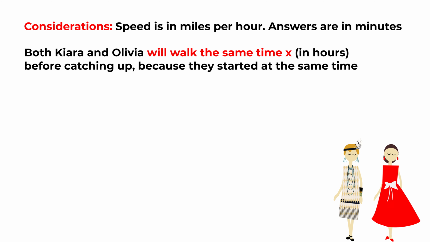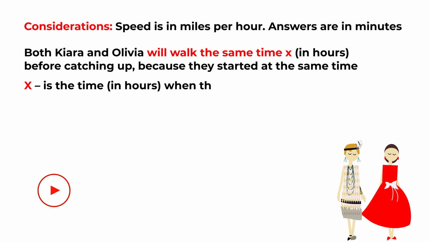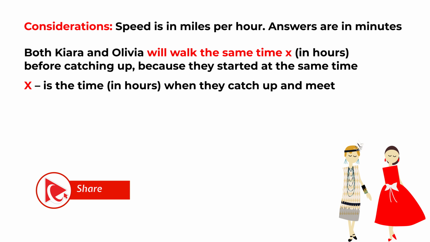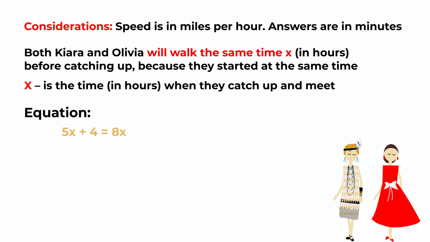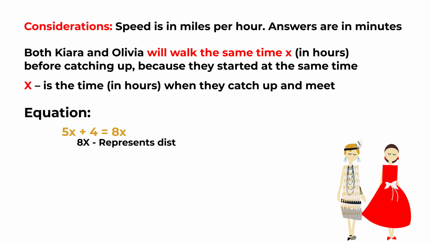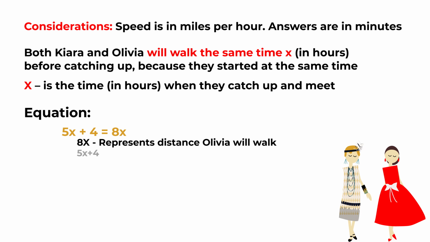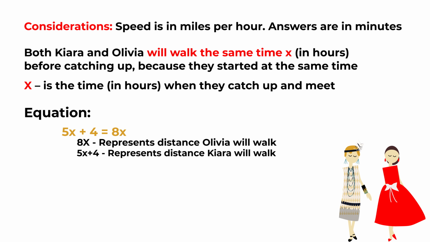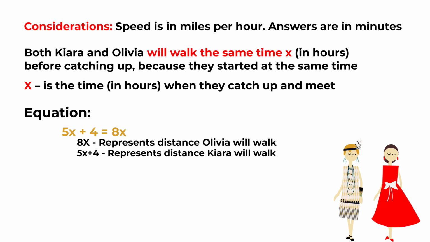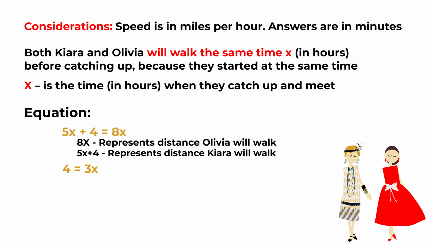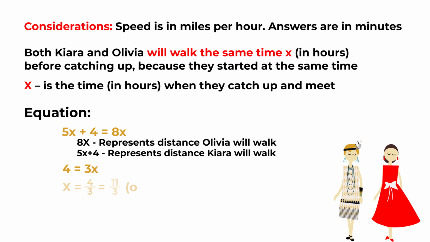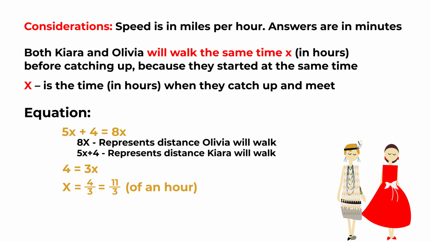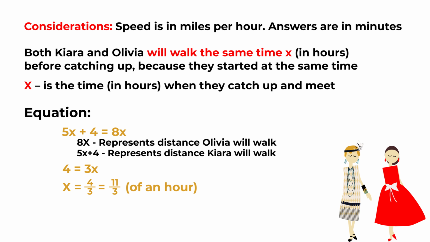In our solution, x will be the time in hours when they will catch up and meet. To solve this challenge, we need to build an equation. 5x plus 4 equals 8x. 8x represents how much Olivia will walk, and 5x plus 4 is representing how much Kiara can walk. And the starting point for this will be the starting point of where Olivia starts, since Olivia starts 4 miles behind. So if we simplify this equation, 4 will be equal to 3x, and x will be equal to 4/3 or 1 1/3 of an hour. And now is the time to do the conversion.